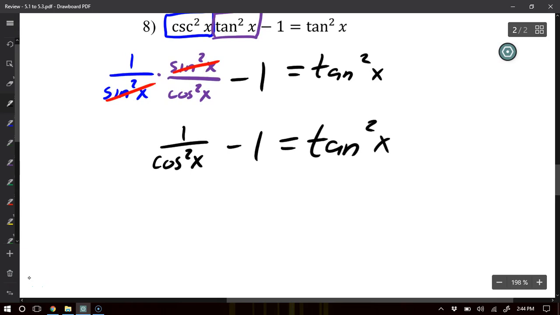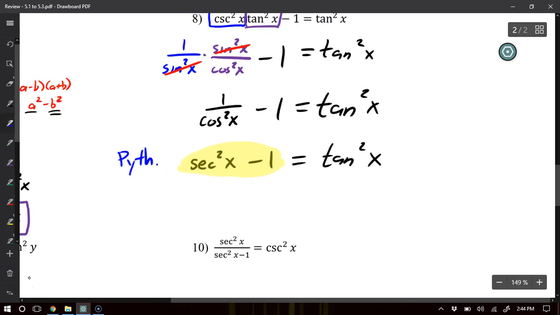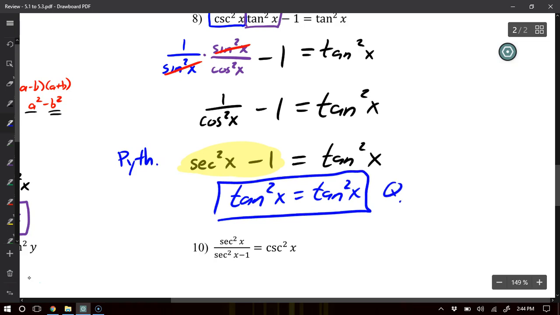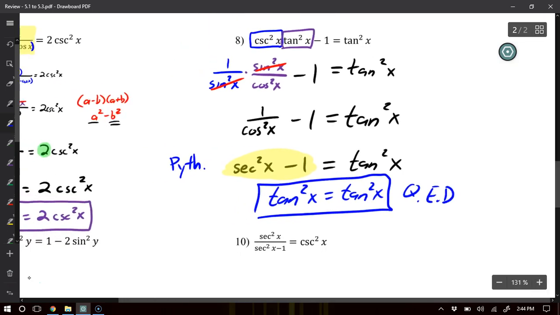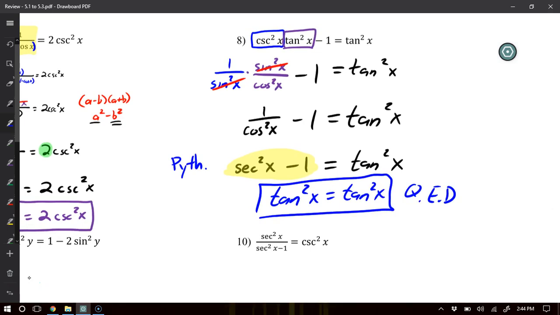Well, I notice cosine on the bottom means secant, so I have a secant squared of x minus 1 equals tangent squared of x. I have a squared trig ratio with a 1. It makes me believe there's a chance, not always given, there's a chance it's a Pythagorean identity, and it is. It's tangent squared of x. So tangent squared of x equals tangent squared of x. It has been demonstrated. Left-hand side equals the right-hand side. Done. So that's number 8.